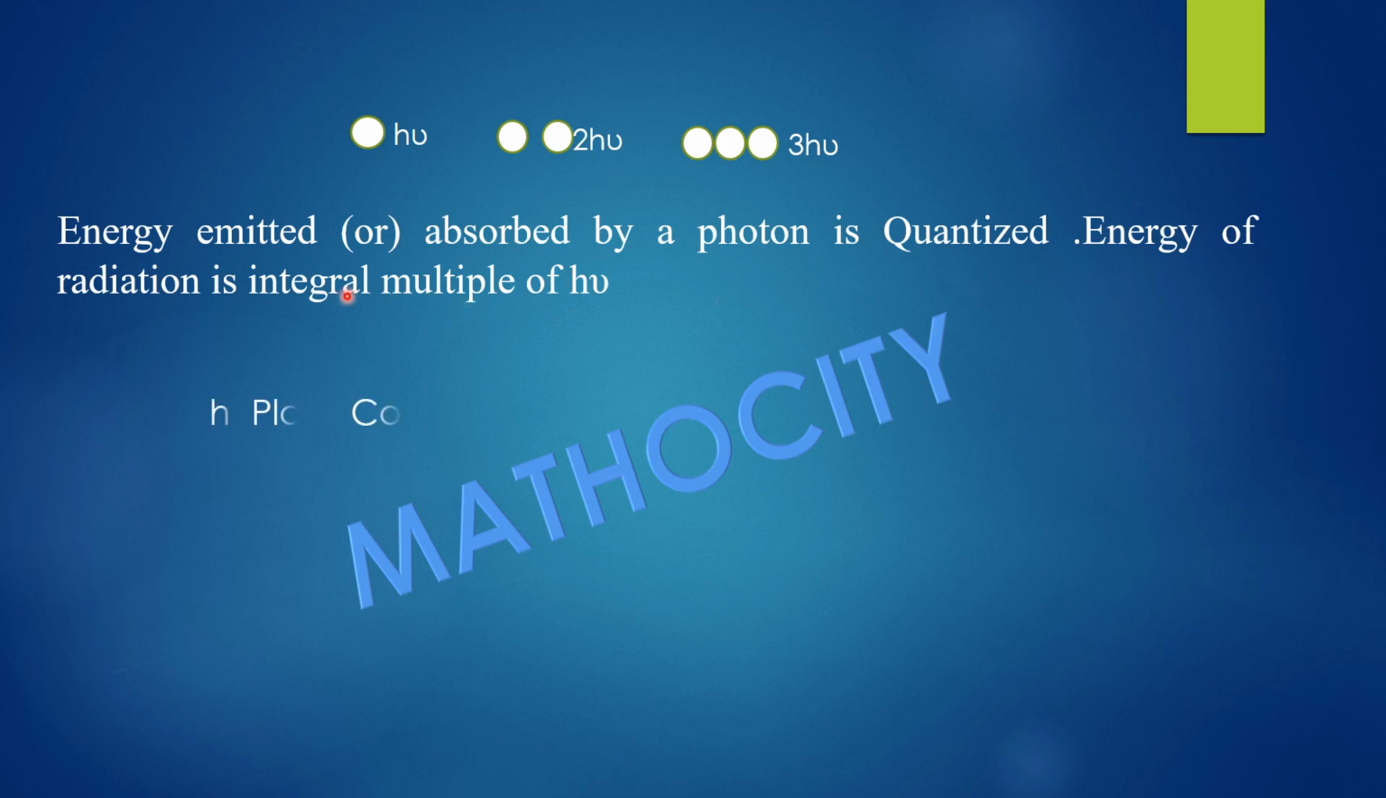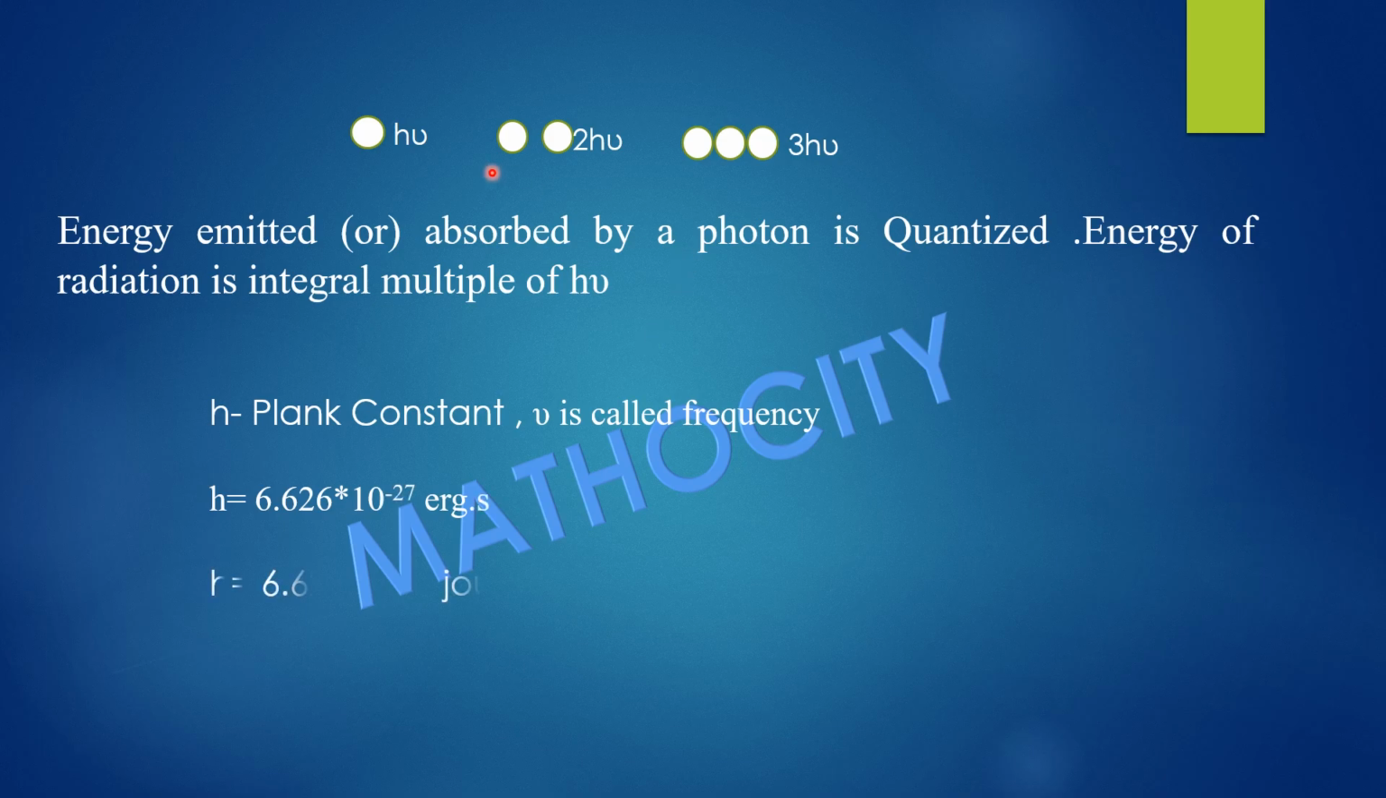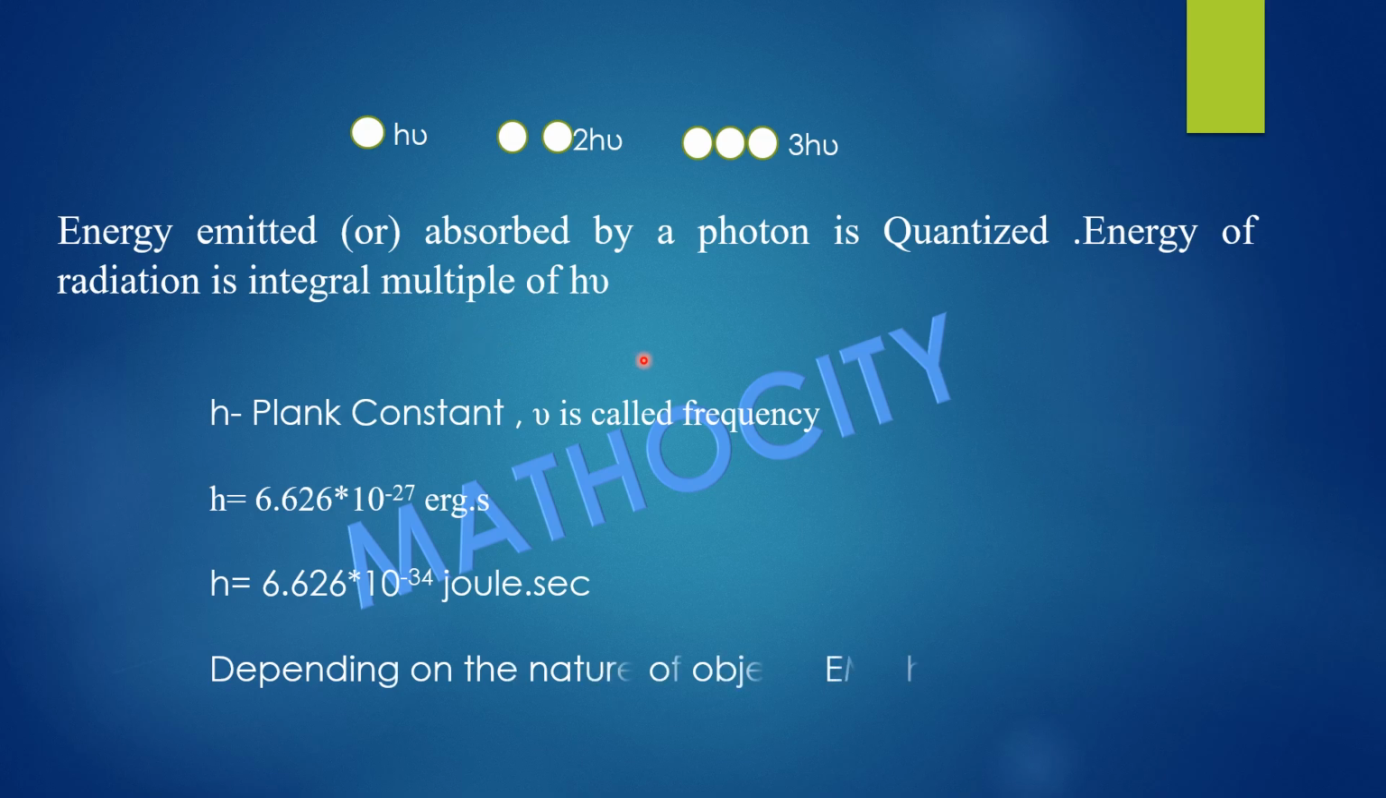Energy of radiation is an integral multiple of h mu. It is not a fraction. You observe this one, 1 h mu, 2 h mu and 3 h mu. So this is known as the quantum condition, the quantization of energy. So energy emitted or absorbed by a photon is quantized. Energy of radiation is an integral multiple of h mu. Here h is known as Planck's constant, mu is called frequency.